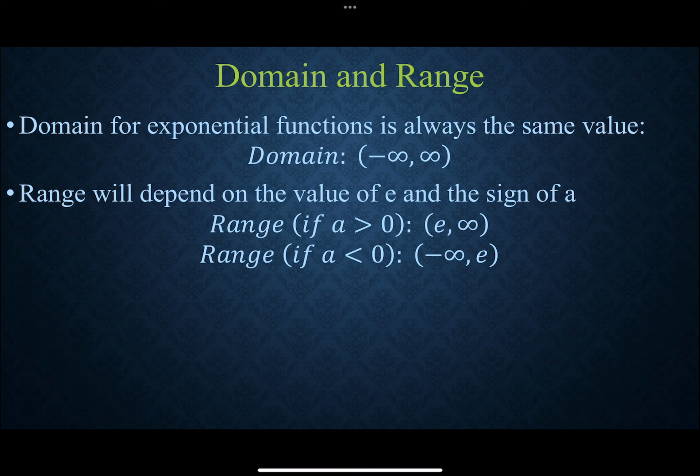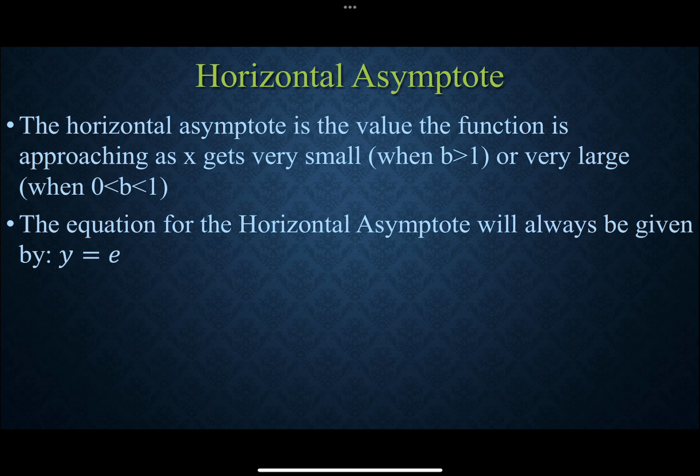Range, on the other hand, will depend on whether a is positive or negative. If a is positive, the range goes from e, the number at the end of the equation, to infinity, whereas if a is negative, the range goes from negative infinity to e. So it just depends on a being positive or negative in front. The horizontal asymptote is the value the function will be approaching as x gets either very small, when b is a number greater than 1, or very large, when b is a fraction between 0 and 1. The horizontal asymptote will always occur at the value of e, which makes sense because that's part of the range. That's its limiting factor right there.